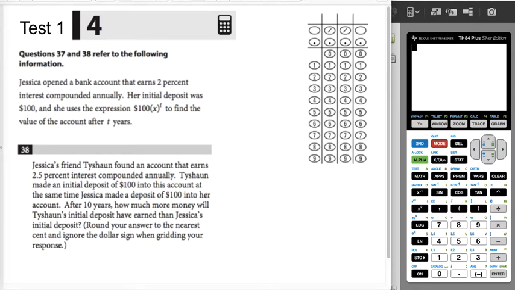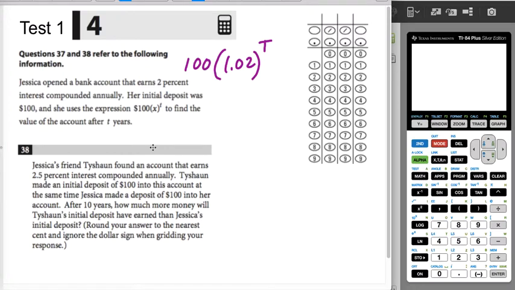We're given that her initial deposit was $100 and that she uses the expression 100 times x to the t. So we figured out in 37 that the x was 1.02, right? So this is the expression she's using. Jessica's friend Tyshawn found an account that earns 2.5% interest compounded annually. Tyshawn made an initial deposit of $100 into this account at the same time that Jessica made her deposit. After 10 years, how much more money will Tyshawn's initial deposit have earned than Jessica's initial deposit?